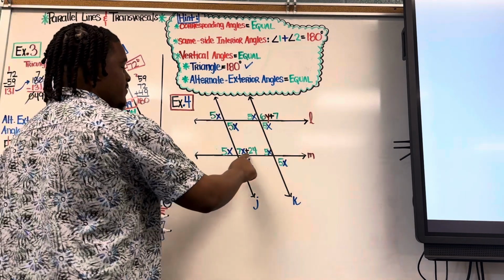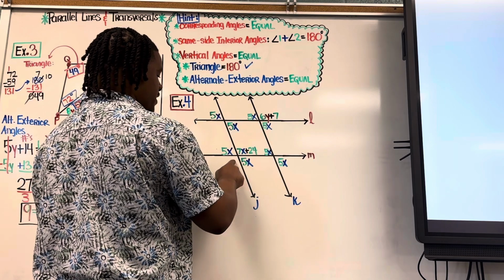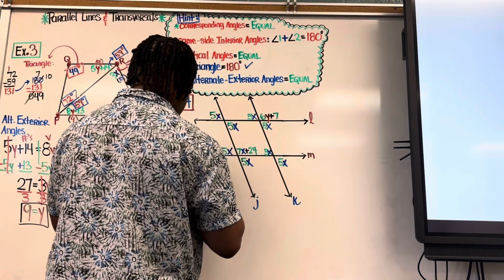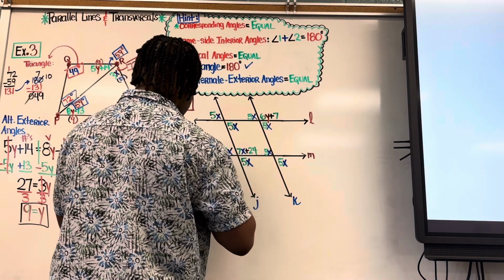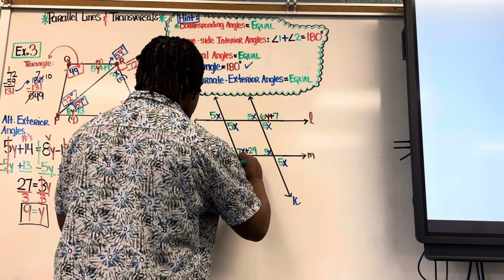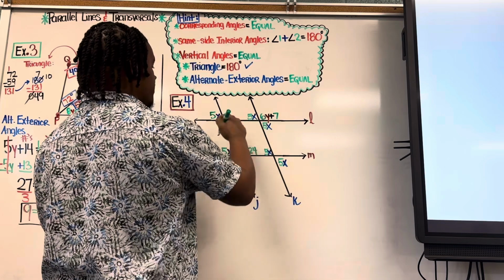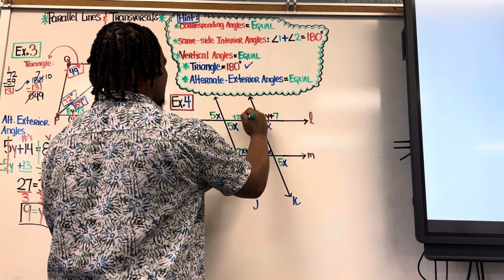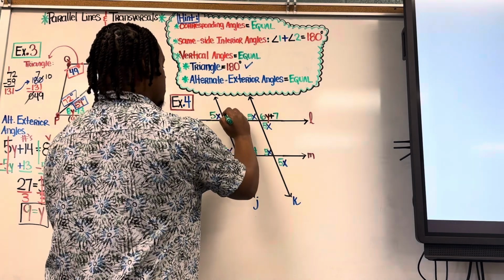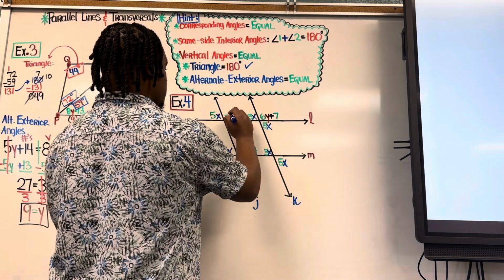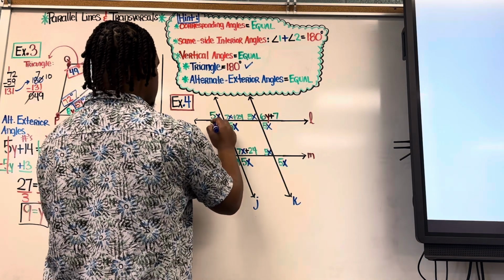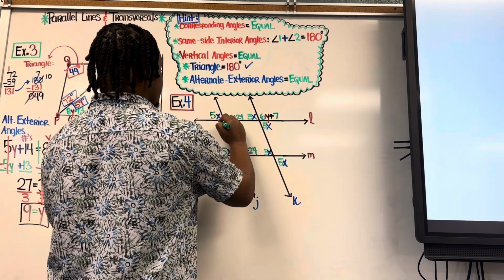Same thing with 7x plus 24. This angle is vertical to that angle, so this angle right here will be 7x plus 24. This angle will be 7x plus 24 because it's corresponding. Same thing with this, because these two angles are vertical, so it'll be 7x plus 24.